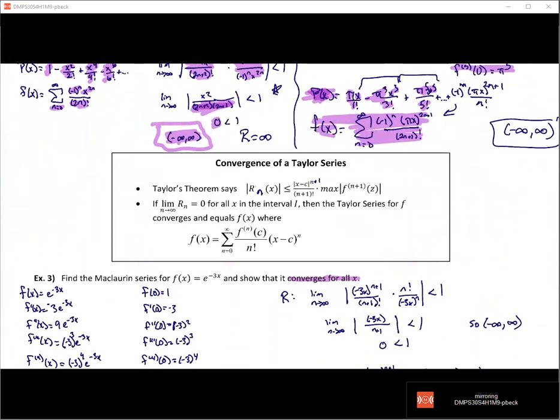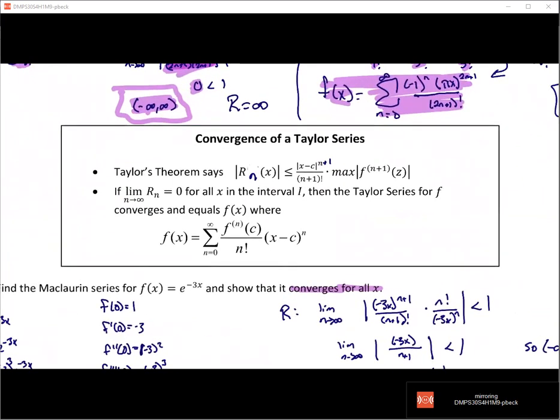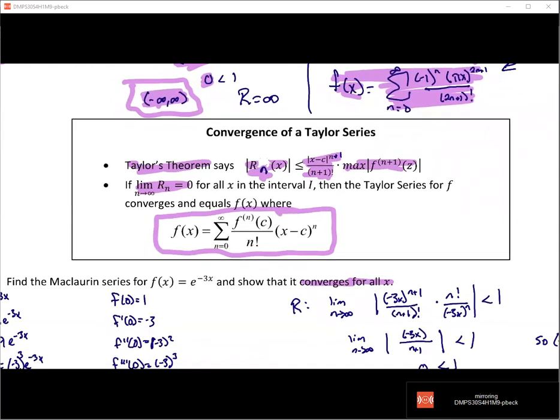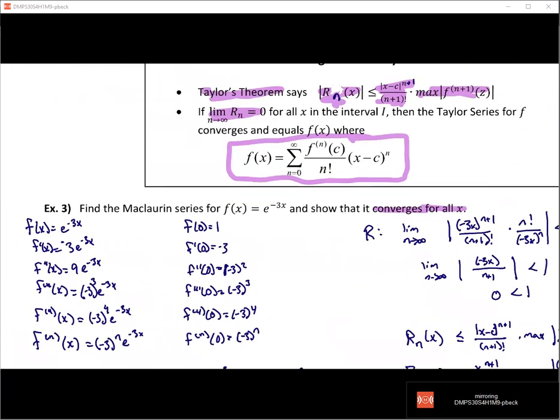Now, when it comes to convergence of a Taylor series, I wanted to bring back the Lagrange theorem, also known as Taylor's theorem. Taylor's theorem says that the remainder has to be less than the coefficient of the n plus 1 derivative times the max value of the next derivative over the interval. So if that limit equals 0, then the Taylor series converges wherever the limit of the remainder does equal 0. What does that mean? Let's take a look at this in problem number 3.